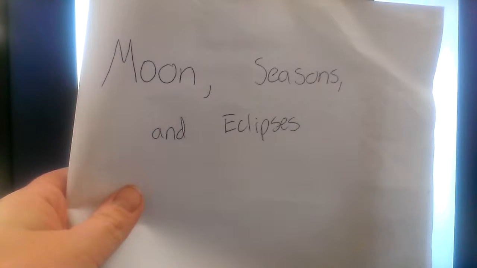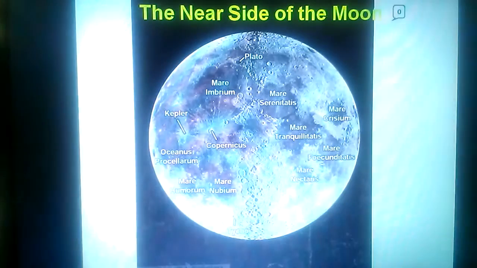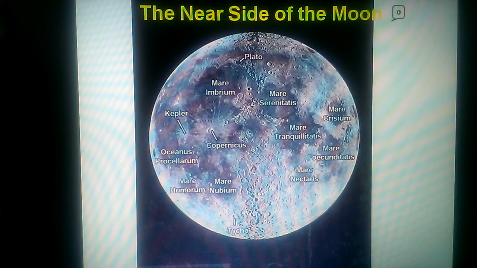All right, today we're going to talk about the moon, seasons, and eclipses. So let's start with the moon. This is the near side of the moon. We know the most about it. We've been studying it for the longest amount of time.